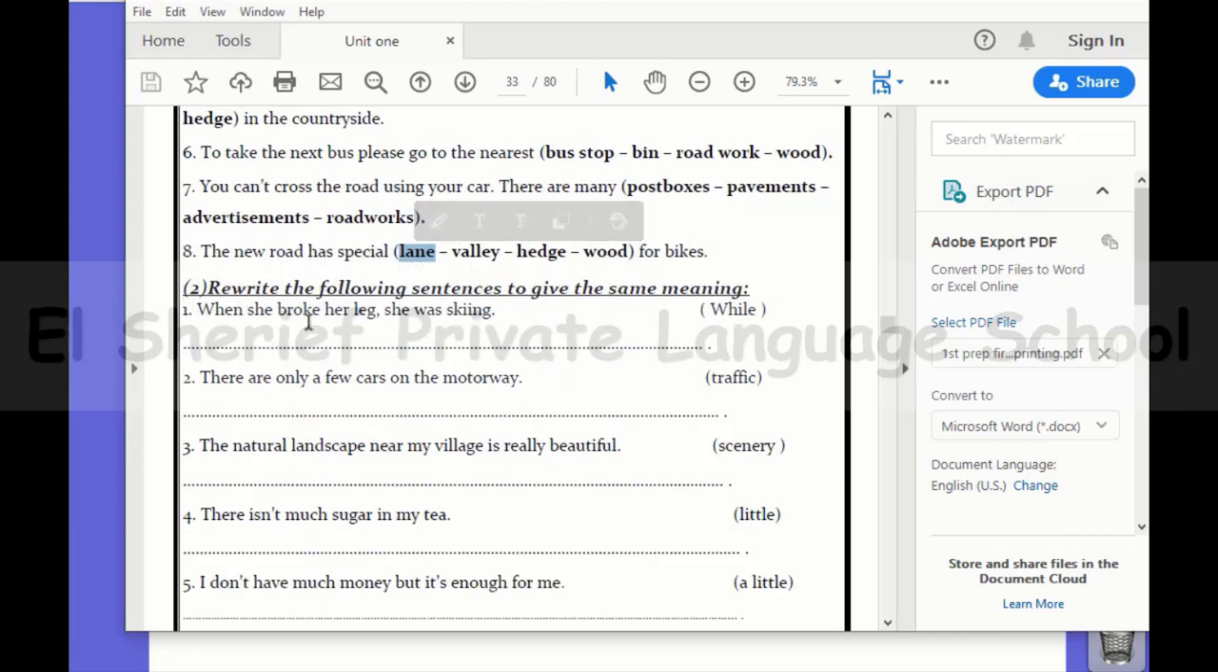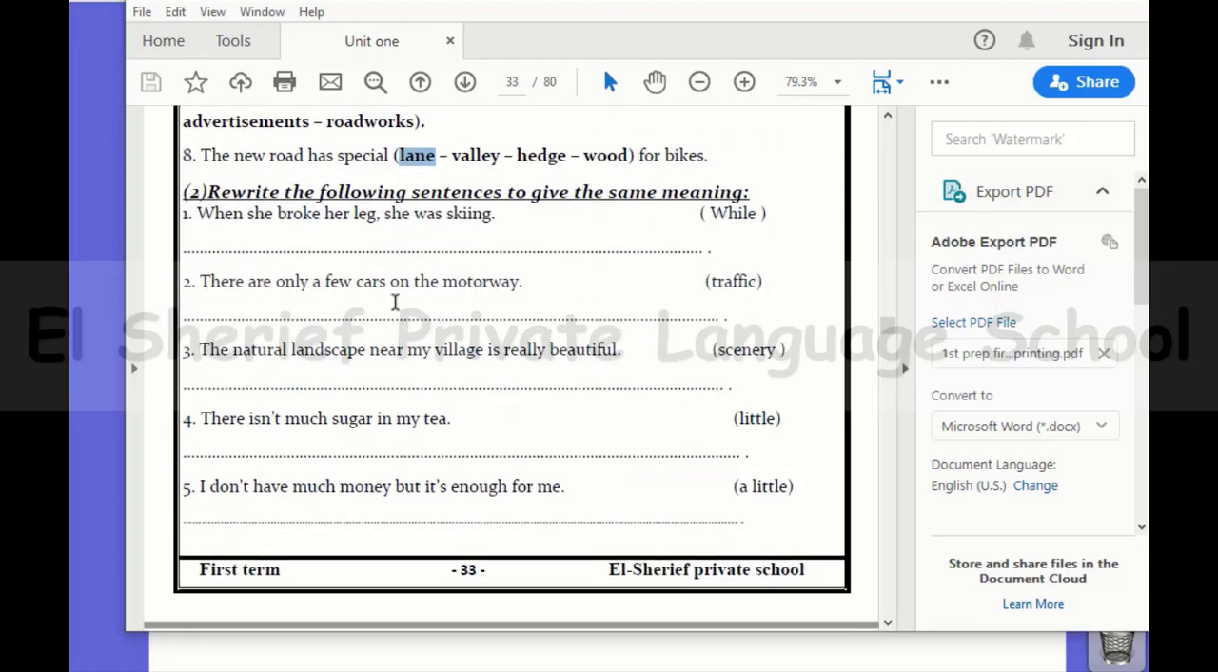Okay, rewrite the following sentences. Number 1. When she broke her leg, she was skiing. Use while. So the answer is, while she was skiing, she broke her leg. So after while we put the longer action. And after that we put the action that interrupted that longer action. Number 2. There are only a few cars on the motorway. Use traffic. Traffic is an uncountable noun, so the answer is going to be something like this. There is only a little traffic on the motorway.